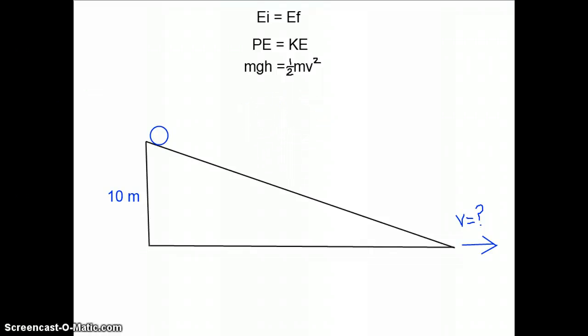Now, if you notice, there's an m on both sides, so we can actually cancel those out. And then we can bring the 2 over to the other side. And what that leaves us with is that 2gh equals v squared. And so, if we square root both sides, then we're left with v equals the square root of 2gh.